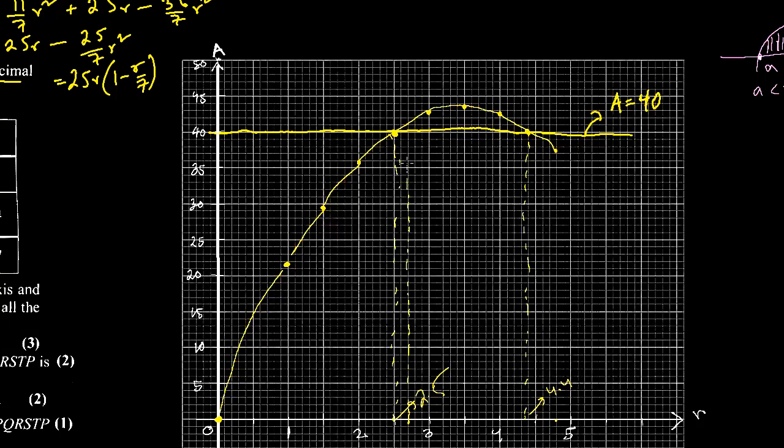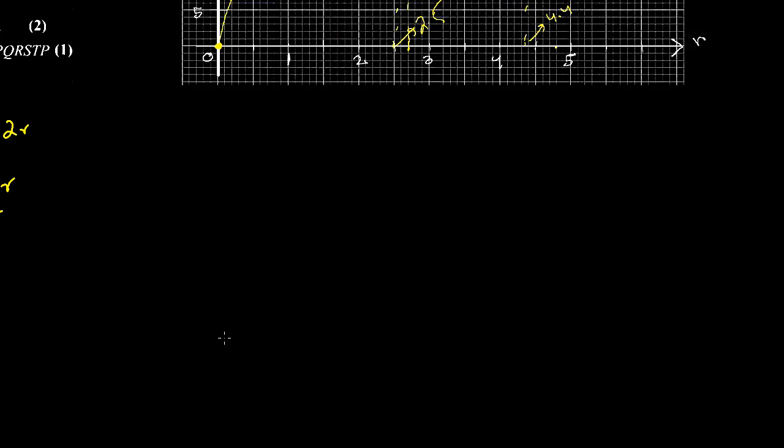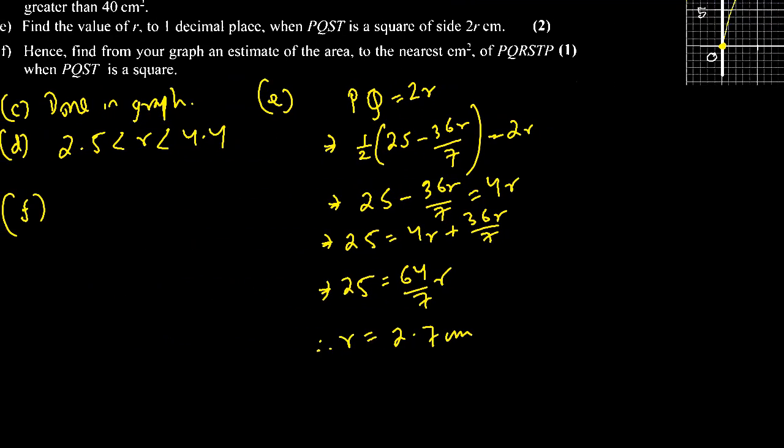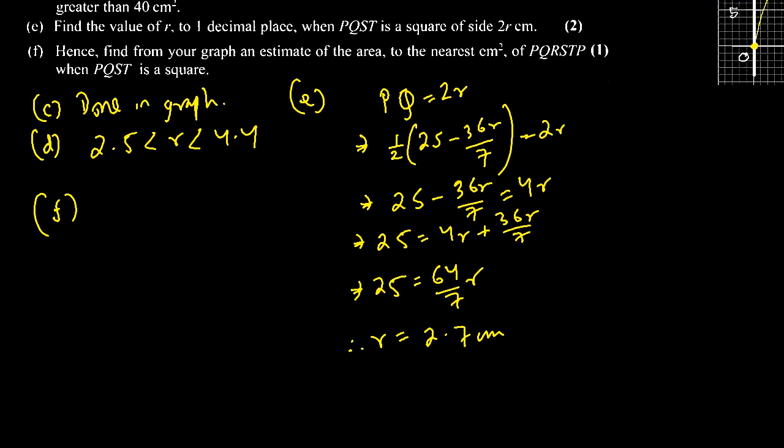Mark on the graph. Always doing these sums, it's a good idea to mark on the graph. So this is the value we are looking for, and this value is close to 41. Looks like 41 to me around here. So let's write down the answer. Question number F is going to be 41 centimeters squared. That's it. If you show it in the graph, you don't have to mention anything, just write down the answer.